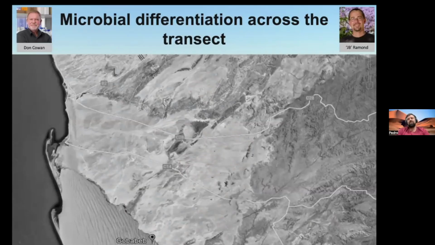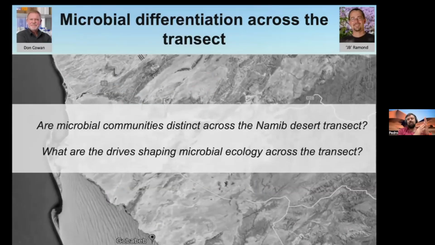The whole research program in the Namib Desert that I was part of was really the brainchild of the scientist you can see on the left side, Professor Van Cohen, who's the director of the CMEG Center, the Center for Microbial Ecology and Genetics at the University of Pretoria. And he asked very simple questions. Since there is a precipitation transect, or a xeric transect, across the Namib Desert, there are two long-standing questions that he can ask. One is, are the microbial communities distinct across the Namib Desert transect? And if they are, what are the drivers that shape this ecology?